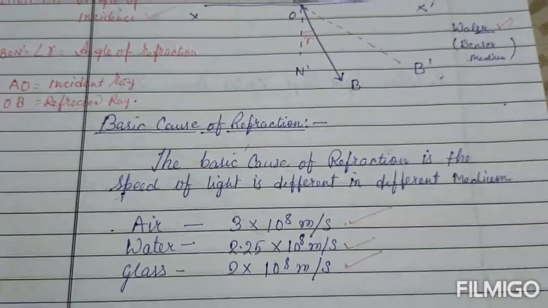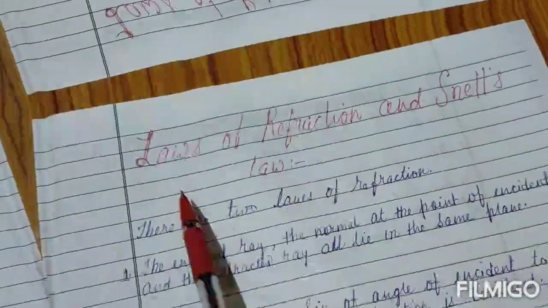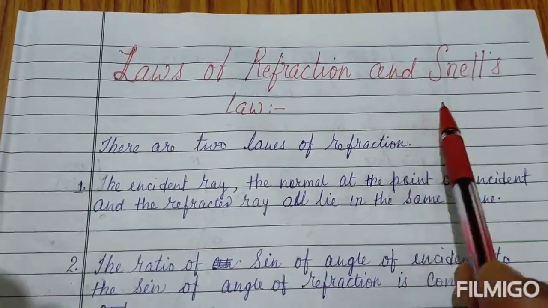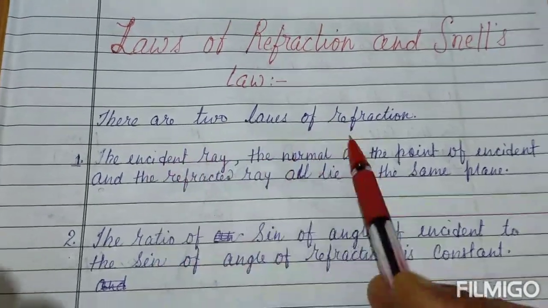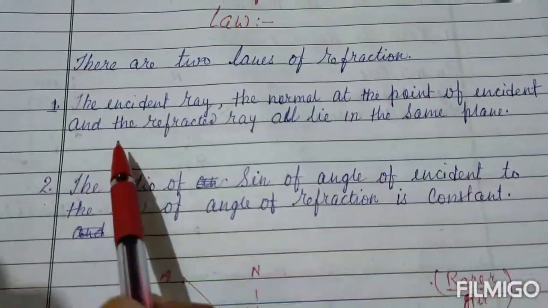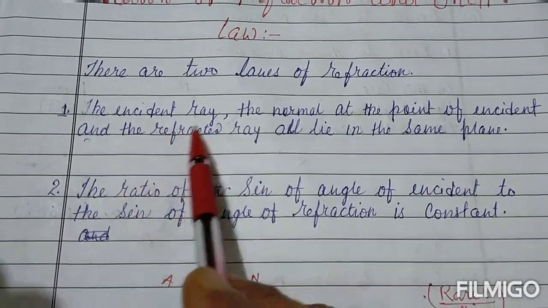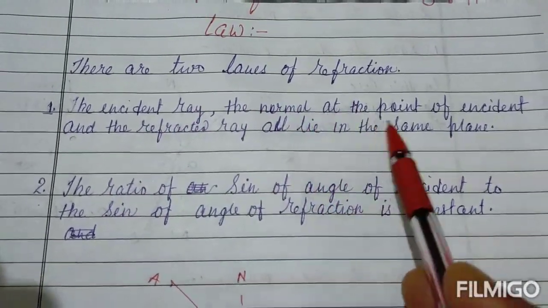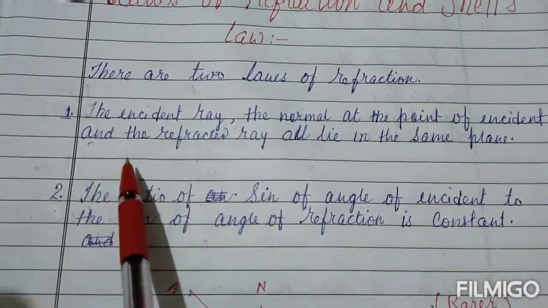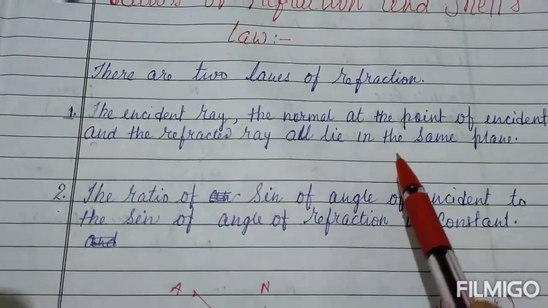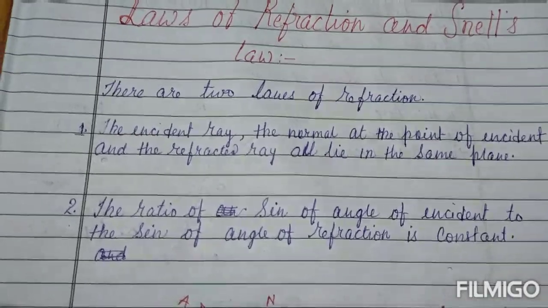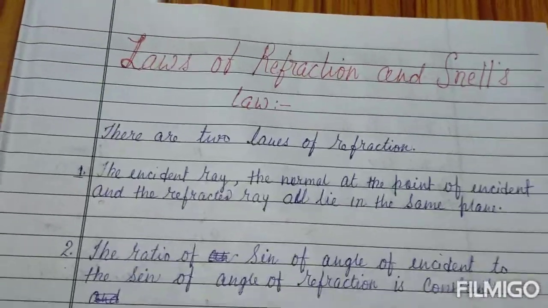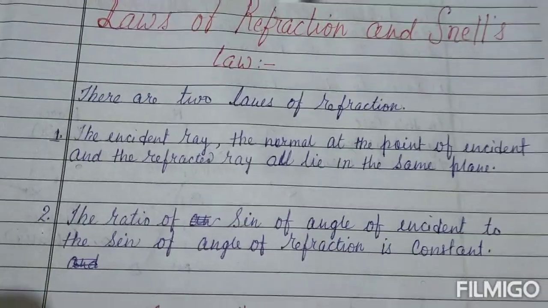the cause of refraction. Now the laws of refraction and Snell's law. There are two laws of refraction. One is that the incident ray, the normal at the point of incidence, and the refracted ray all lie in the same plane. As we have seen, there are two laws for reflection also.